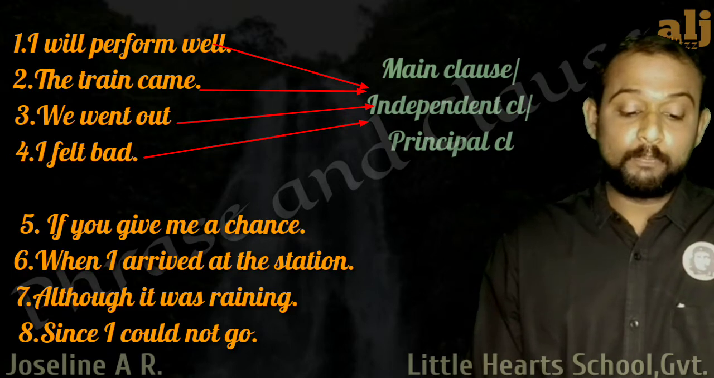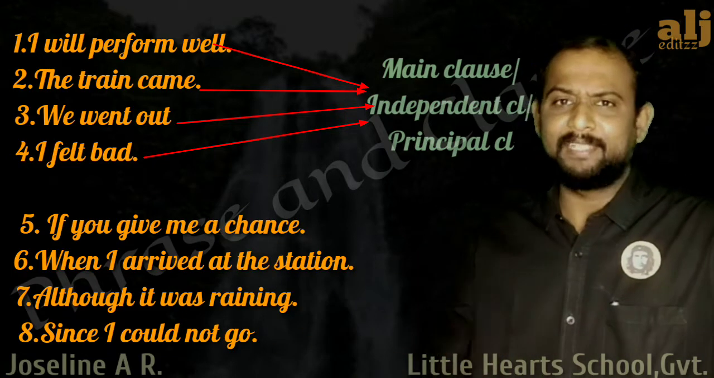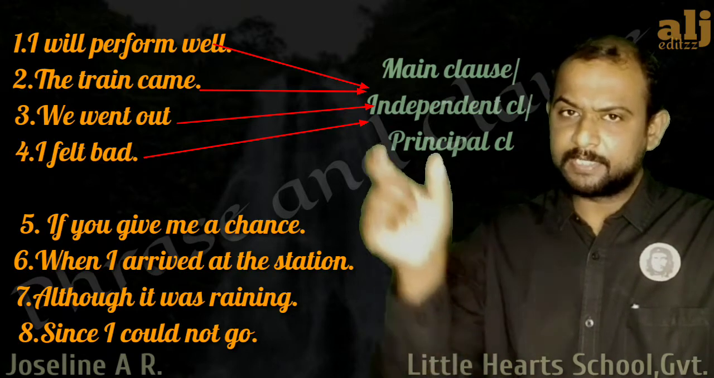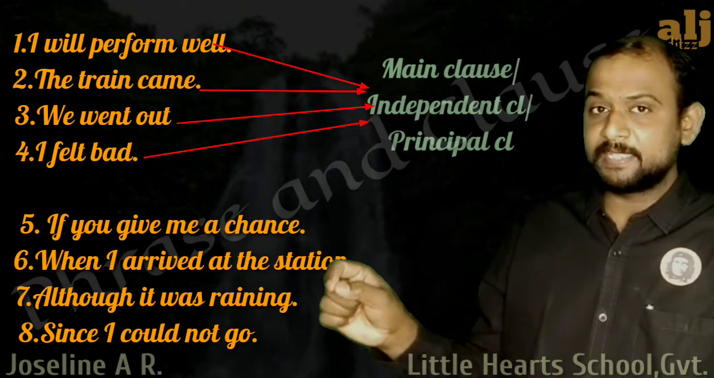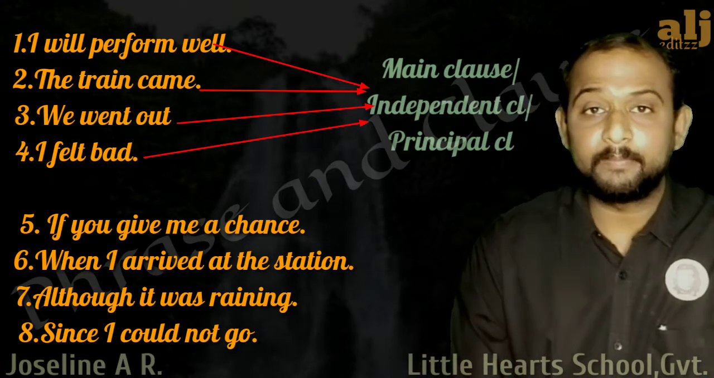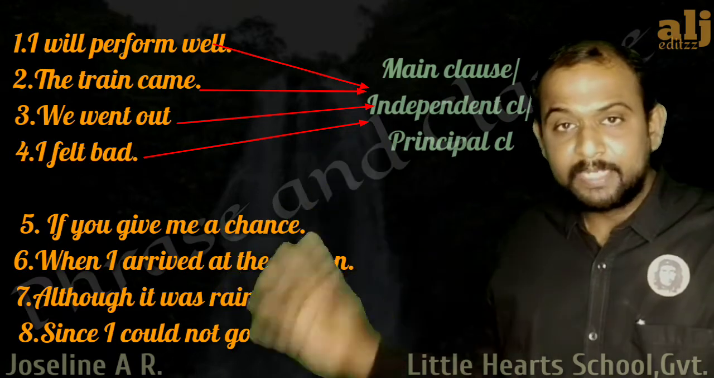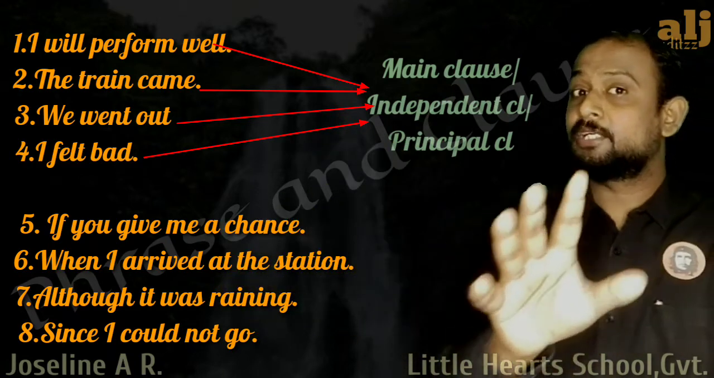I will perform well. See, I will perform well makes a complete sense. It is a group of words, it has a subject and verb combination. I is a subject. Sorry, I will perform. Will perform is a verb here. Got the point here? So it has a subject verb combination. It makes a complete sense. So it is an independent clause or a main clause.